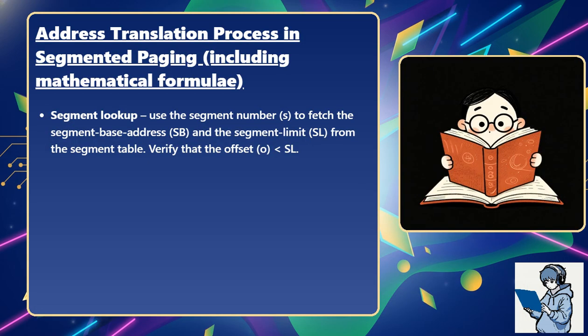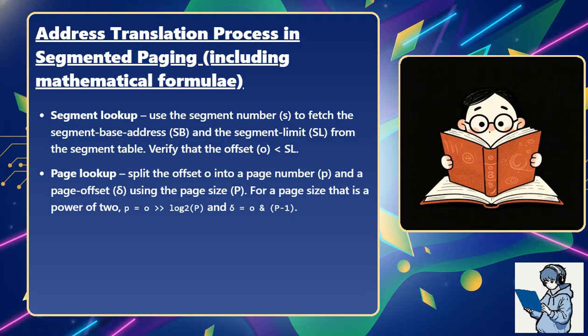Segment lookup: use the segment number S to fetch the segment base address SB and the segment limit SL from the segment table. Verify that the offset O is less than SL. Page lookup: split the offset O into a page number P and a page offset delta using the page size P, for a page size that is a power of 2.